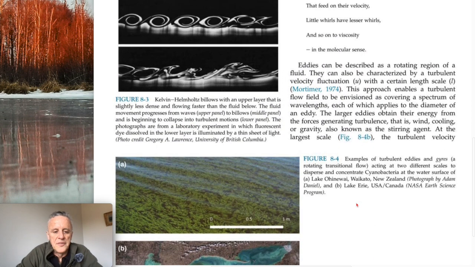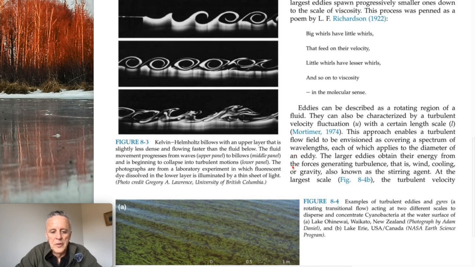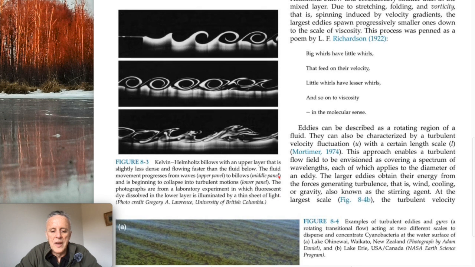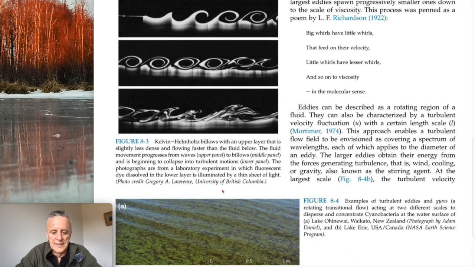So let's look at figure 8-3 here. Kelvin-Helmholtz billows with an upper layer that is slightly less dense and flowing faster than the fluid below. The fluid movement progresses from waves in the upper panel, so we have less dense over denser, from waves to billows, middle panel, and is beginning to collapse into turbulent motion, lower panels. The photographs are from a laboratory experiment in which fluorescent dye dissolved in the lower layer is illuminated by a thin sheet of light.